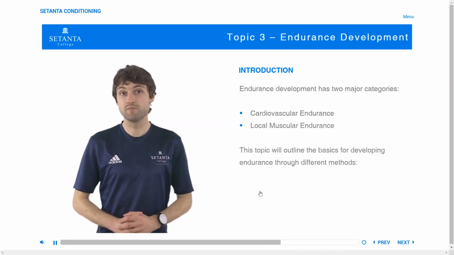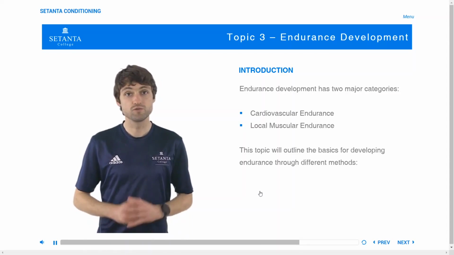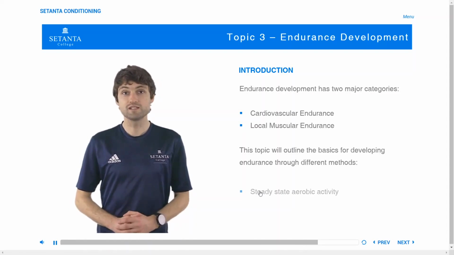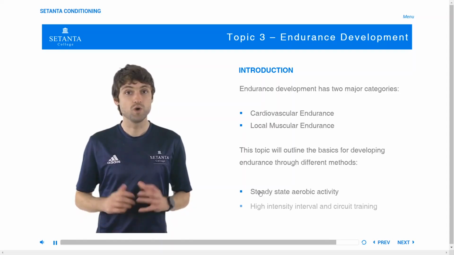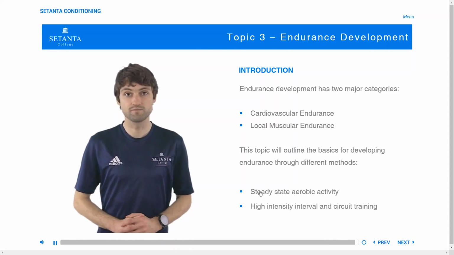This topic will outline the basics for developing endurance through different methods, from steady state aerobic activity to high intensity interval and circuit training.